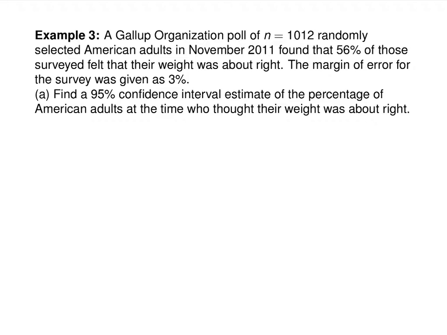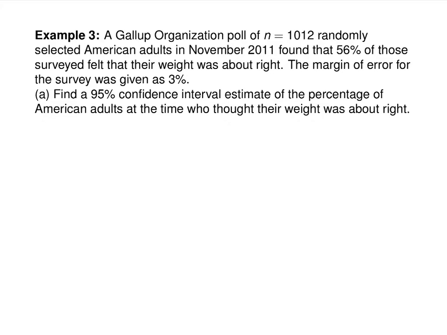A Gallup Organization poll of 1,012 randomly selected American adults in November of 2011 found that 56% of those surveyed felt their weight was about right. The margin of error for this survey was given as 3%. Find a 95% confidence interval estimate of the percentage of American adults who thought their weight was about right.